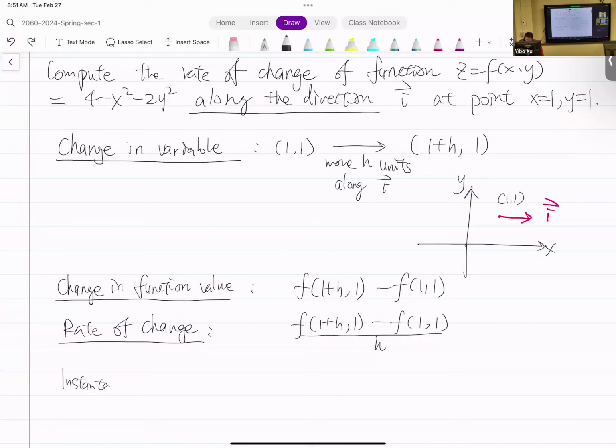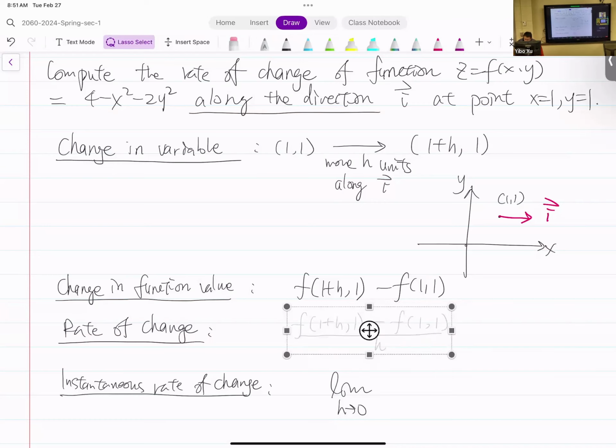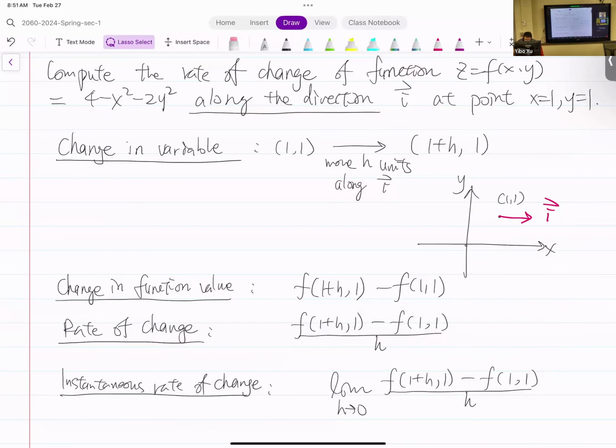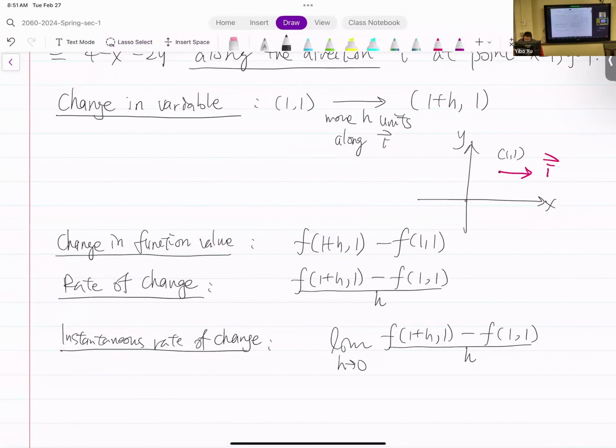Instantaneous rate of change is exactly the limit when h approaches 0 of this fraction that we have. And we know by definition, this is what? This is f sub x at 1, 1.